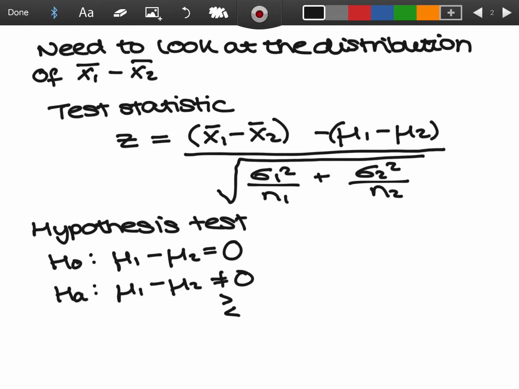It just shows that they are different. So whenever you get a problem and it says, conduct this hypothesis to see whether the means are different, that's when you use do not equal, okay?